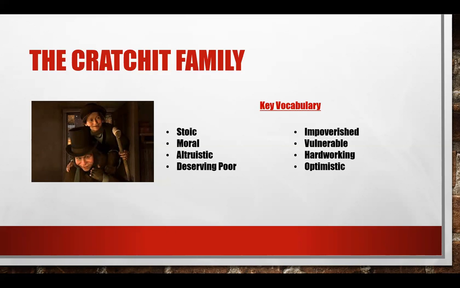Moral, so that's the idea of knowing right from wrong. So the Cratchits are very moral people, they're very good, they're very pure. Altruistic means generous, friendly, kind. Deserving poor, so we see the Cratchits as an aspect of society that is unfairly treated and therefore they are deserving. Impoverished, that means a better word for poor. Vulnerable means that they are at risk of harm or hardship.